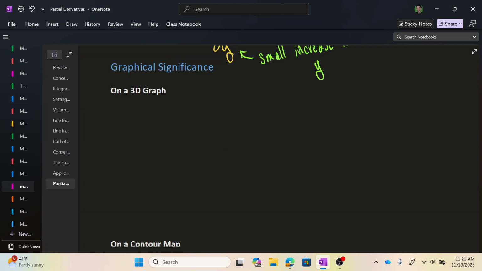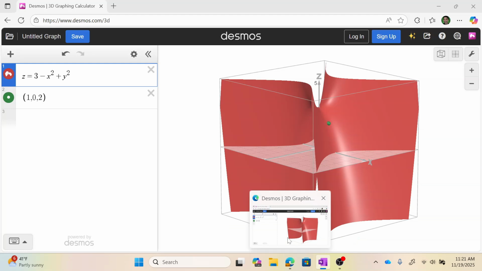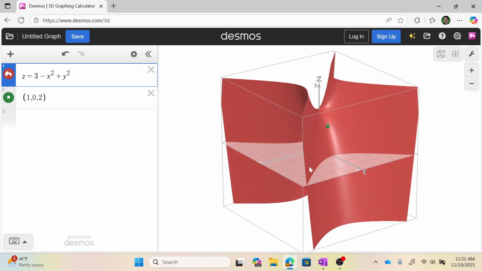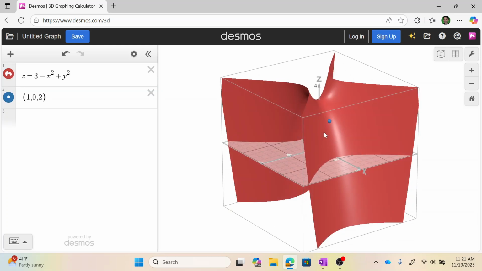To begin with, let us go to Desmos 3D and have a look at the graph of an example multivariable function. So here the multivariable function that we're considering is the one that's given by the formula z equals 3 minus x squared plus y squared. So it's a hyperbolic paraboloid that's been shifted up by 3 units. Now I've marked a certain point on this hyperbolic paraboloid, this dot right here. And I would like to think about what the derivatives of this function are doing at this location.